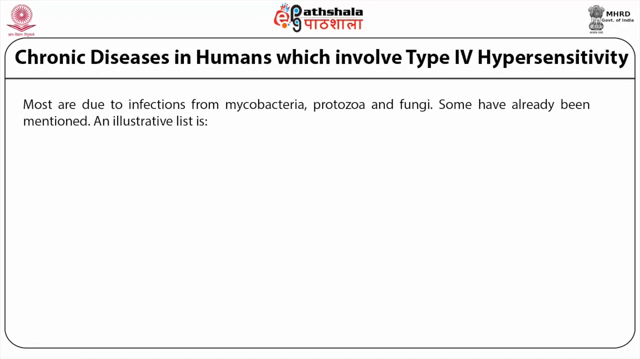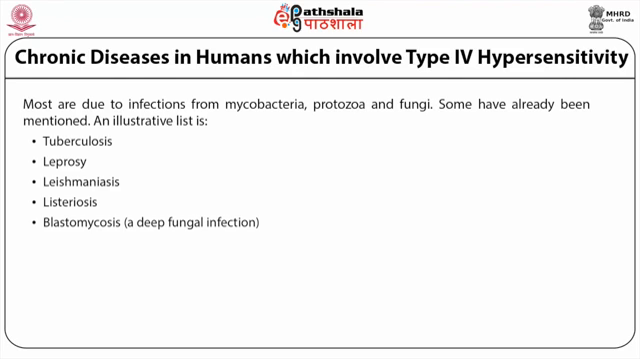This illustrative list consists of tuberculosis, leprosy, leishmaniasis, listeriosis, blastomycosis, which is actually a deep fungal infection, schistosomiasis, which we have already mentioned, and is due to infection from worms.